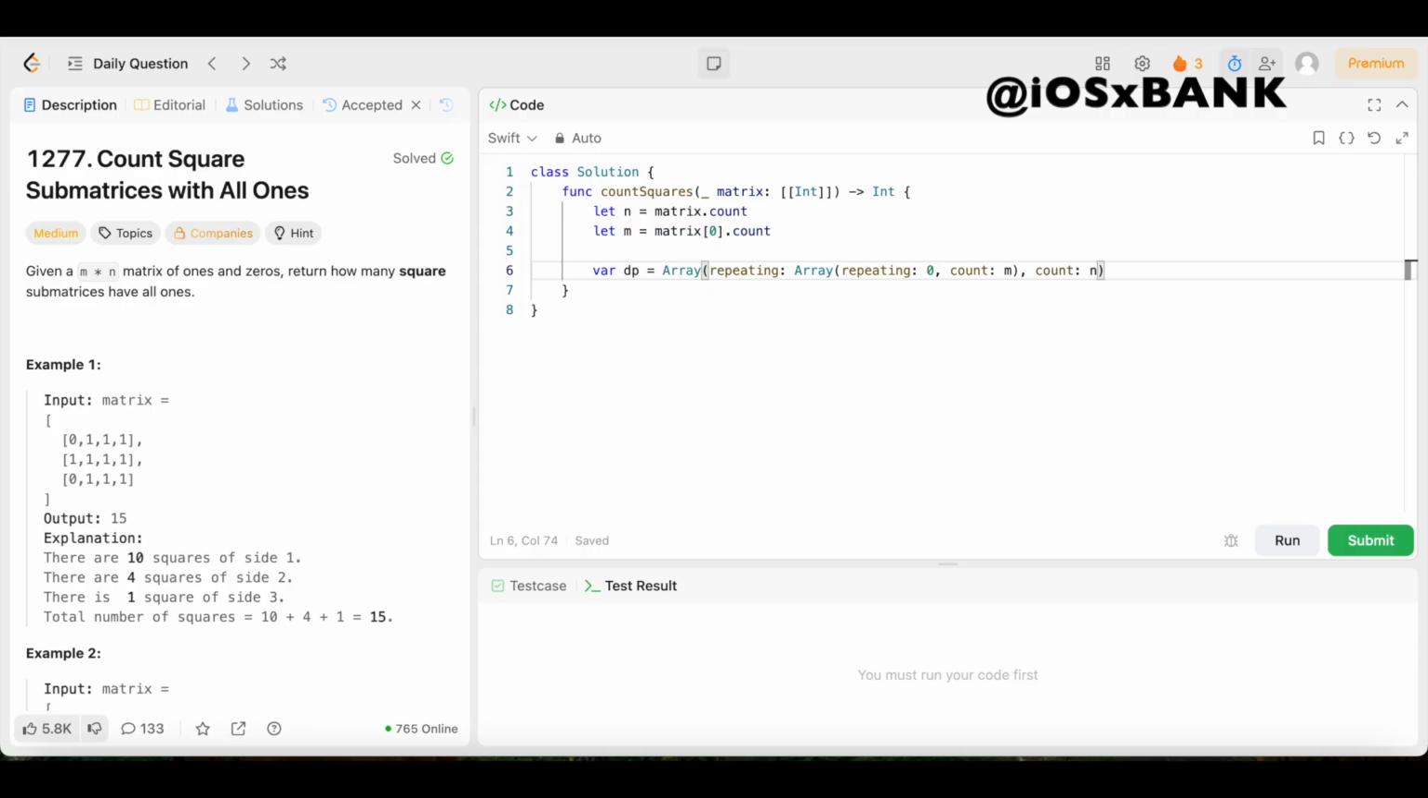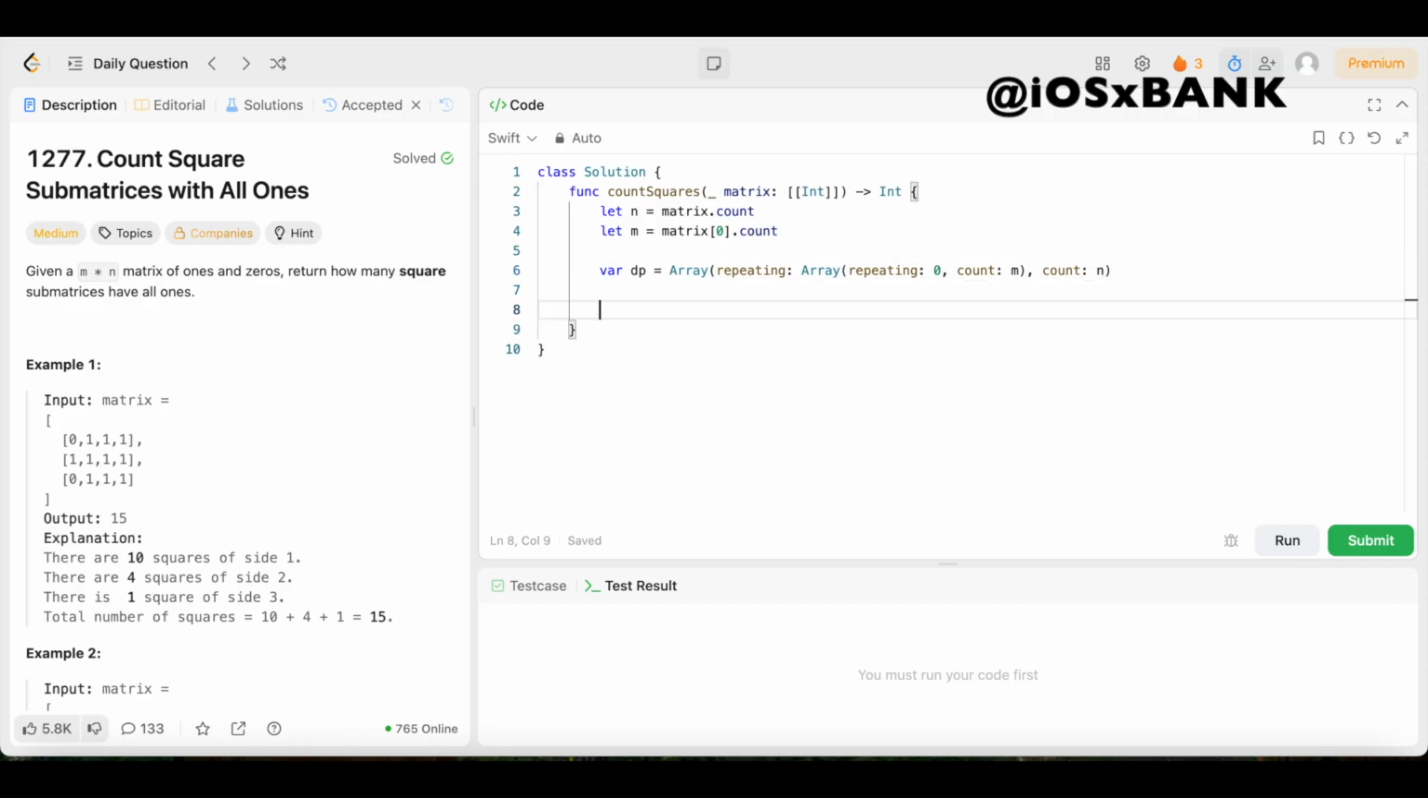Now we need the variable that's going to store our final count of all the square submatrices, so we could just declare a variable. We could call it count, but let's call it ans so it doesn't get confusing, because that's where our answer will be stored. We can set that equal to 0 just to start. So this is going to store our output, or the number of square submatrices that we have found.